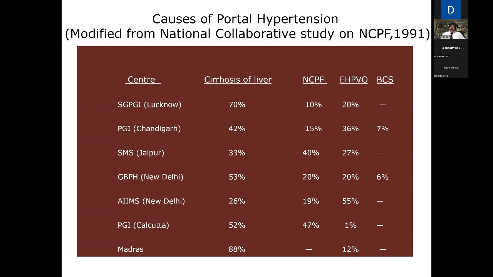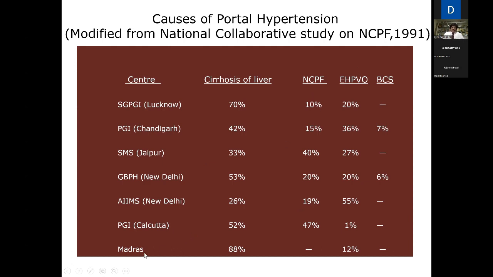And in 1991, there was a conference in Chandigarh where all the non-cirrhotic portal fibrosis statistics across the country were summated, and it was seen that 70% of the patients with portal hypertension in Sanjay Gandhi, Lucknow are cirrhotics, 10% are non-cirrhotic portal fibrosis, and 20% extrahepatic portal venous obstruction. But strangely, in the All India Institute of Medical Sciences, about 55% of the patients are extrahepatic portal venous obstruction, only 19% non-cirrhotic portal fibrosis. In Calcutta, 47% of the portal hypertension patients attending the clinic are NCPF, and only 1% have extrahepatic portal venous obstruction.